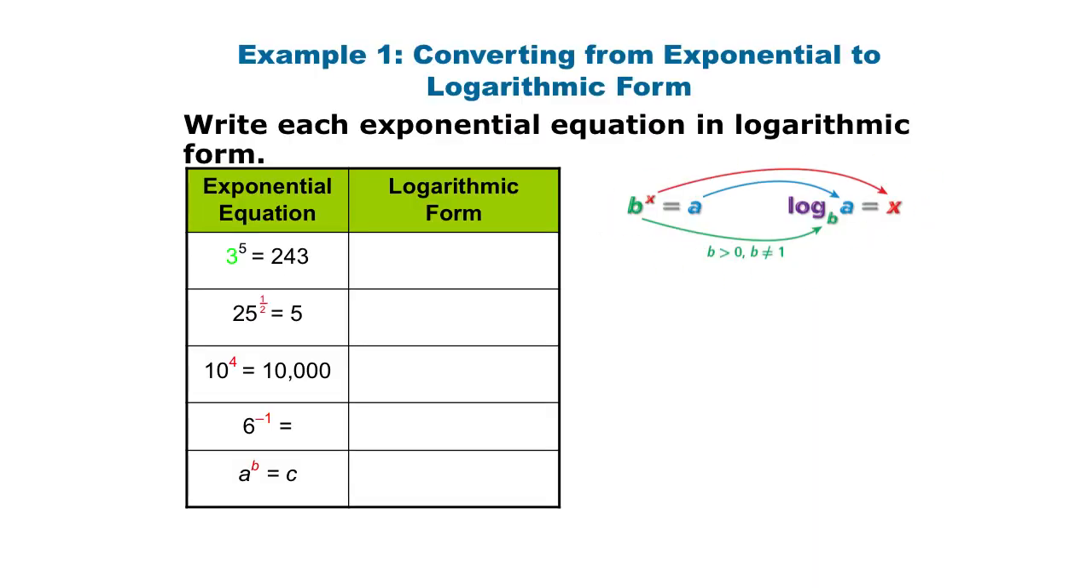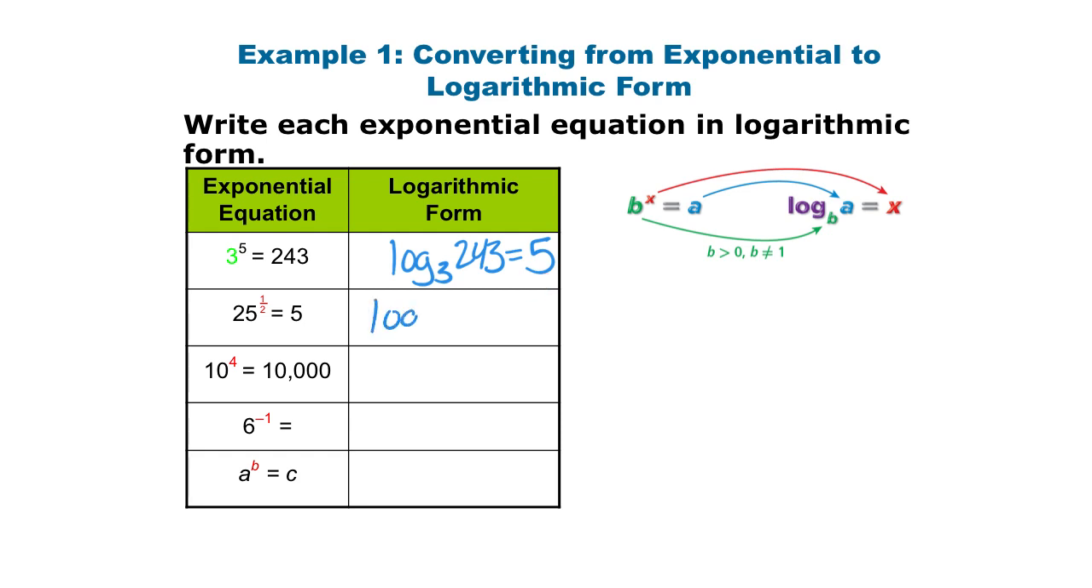Here's your reference over here. We're going to take an exponential equation and rewrite it as a logarithm. So the first one is going to be log base 3 of 243 equals 5. And again, what this means is that 3 to the 5th power equals 243. That's what we have right here. This is just the inverse operation to have your answer be that exponent.